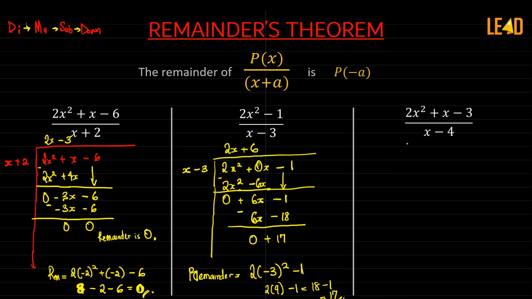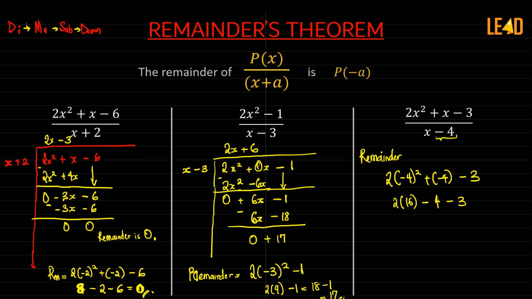Finally, for this one, I'm not going to do the long division. I'm just going to get my remainder straight up. My remainder is going to be, I just need to plug in positive 4. So I'm going to plug in the negation of this one here. Plug in negative 4. Inside that, I would have 2 bracket negative 4 squared plus negative 4 minus 3. So this would be 2 times 16 minus 4 minus 3.